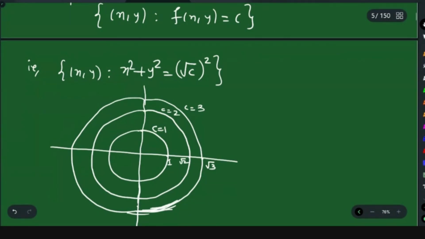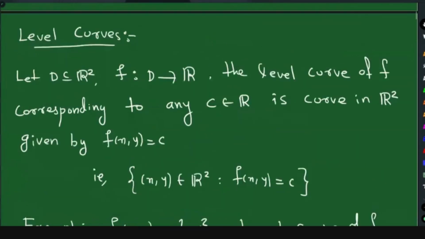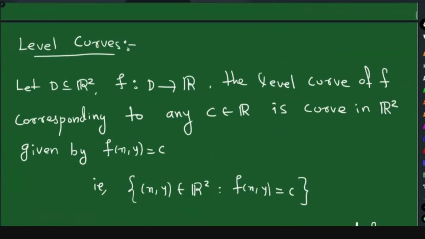These are particular cases of c, with c equal to 1, 2, and 3. So these are some examples of level curves. Most of the time, in order to understand the geometry, people use these level curves. So I just want to mention these concepts.